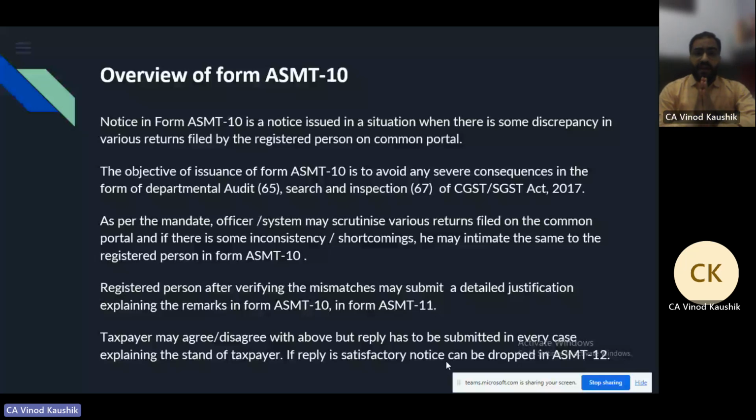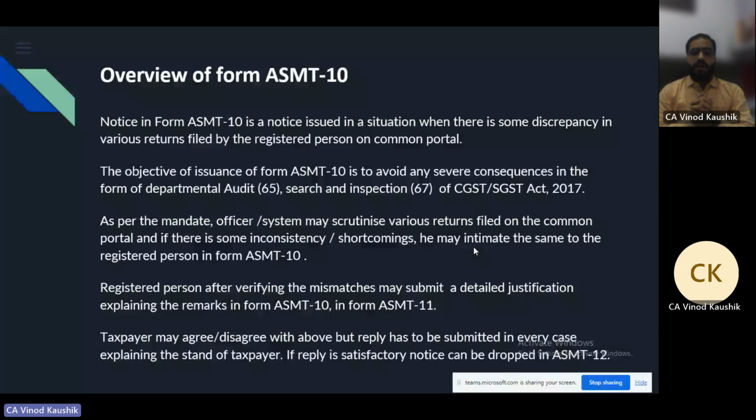So ASMT 10 is a very primary investigation started by the department whenever they find any kind of discrepancies between the returns filed by a taxable person. So let me give you one example.